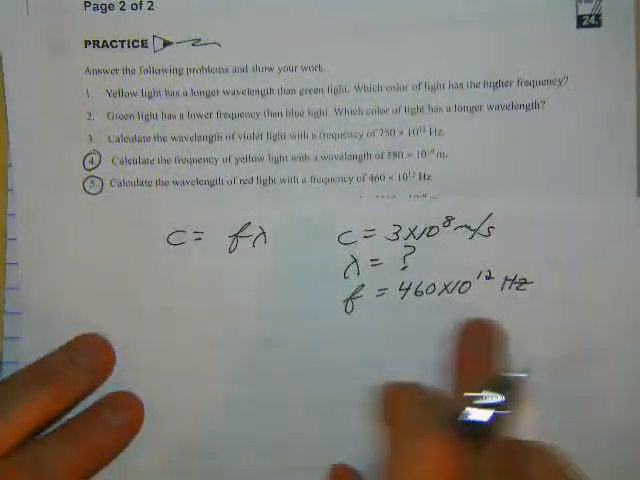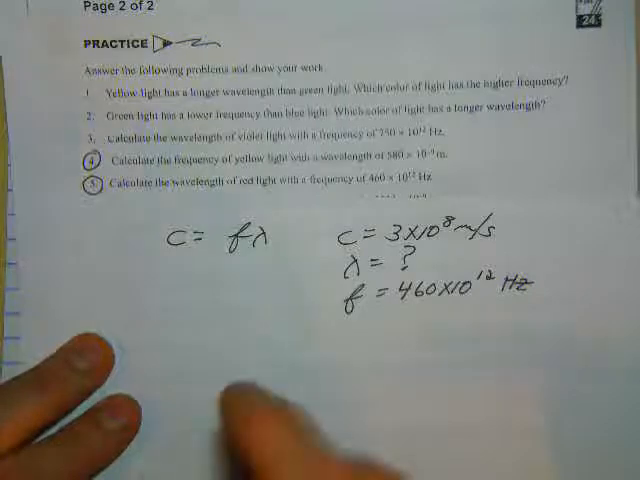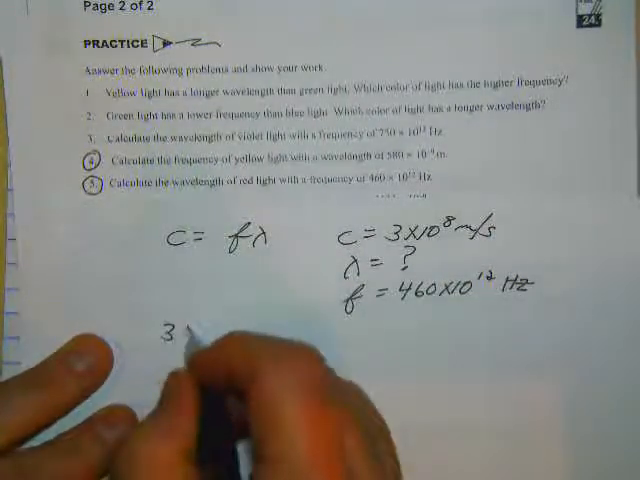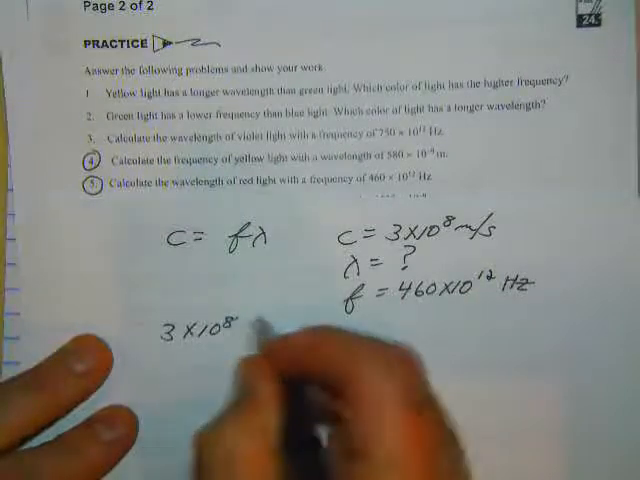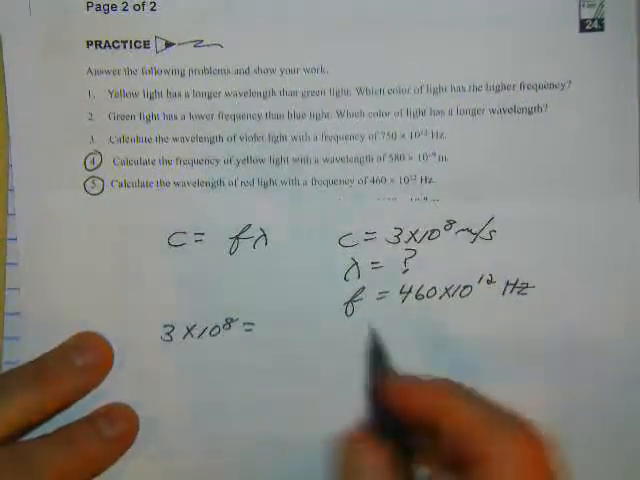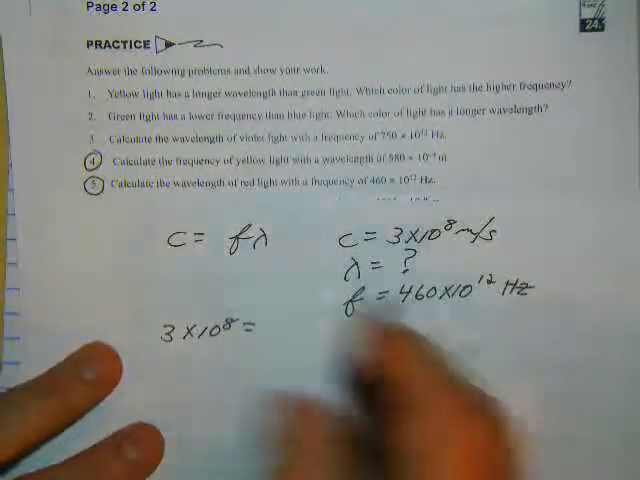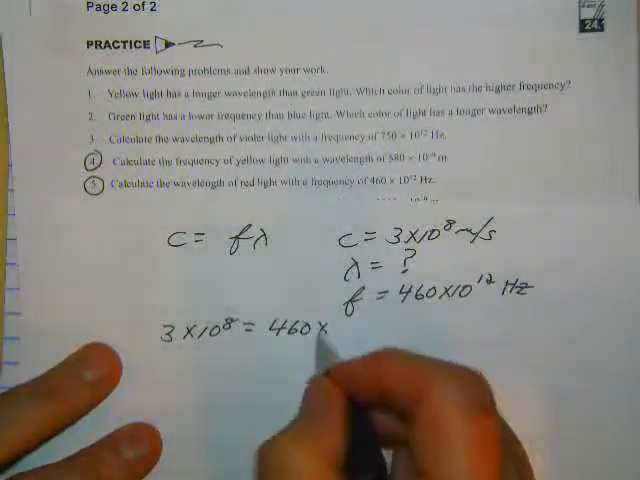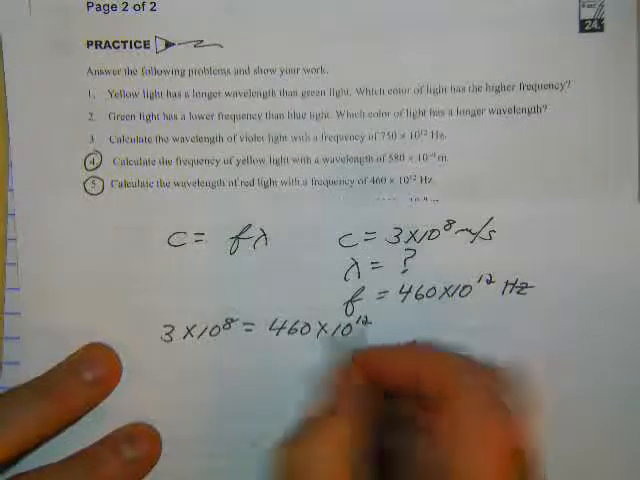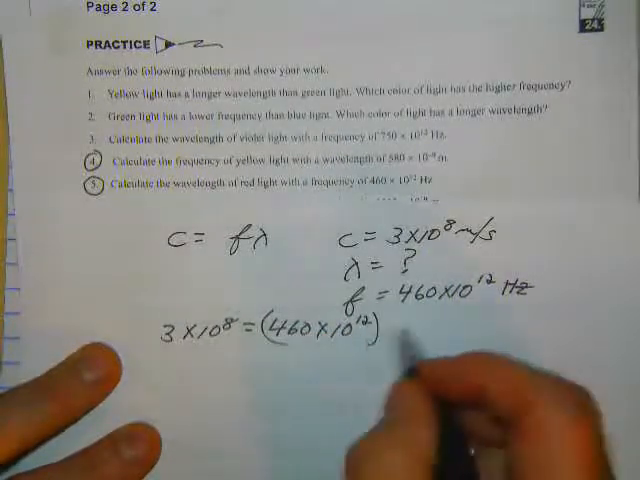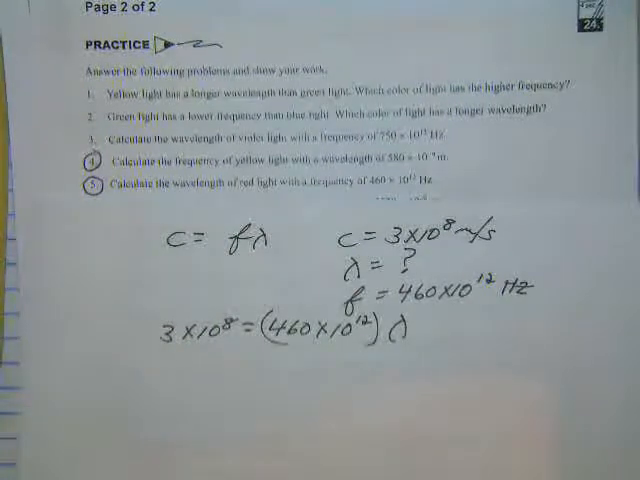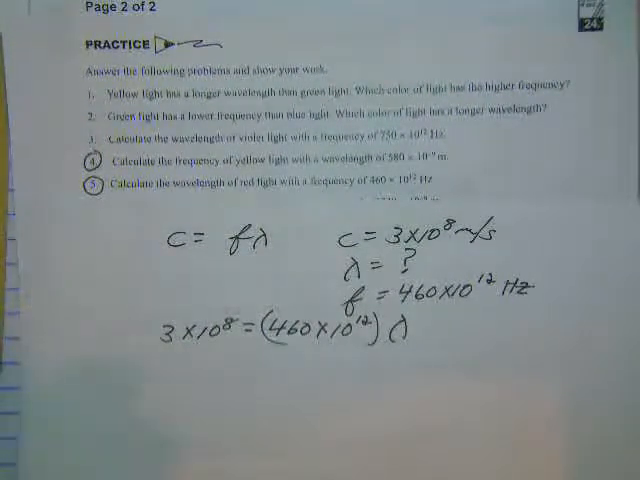Alright, we can substitute these numbers in our formula here. So c is 3 times 10 to the 8th. I'm not going to put the units in this particular spot. We know frequency is 460 times 10 to the 12th, and we're looking for wavelength. We'd probably assume a pretty small wavelength here, just because frequency is a pretty big number.